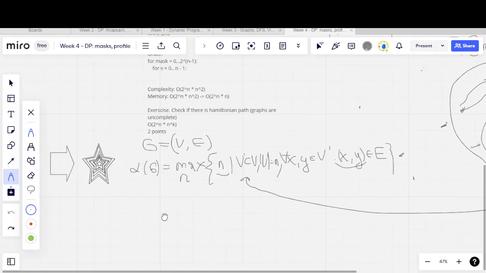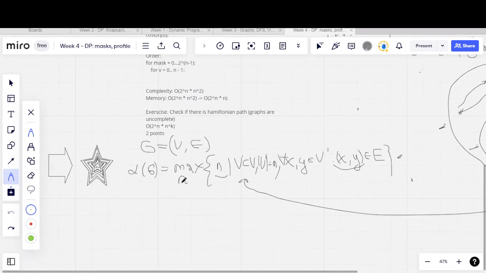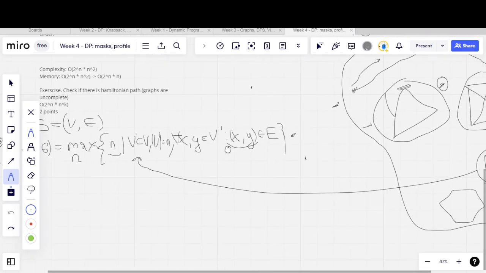Hi. Today we're going to talk about DP profiles and DP masks.